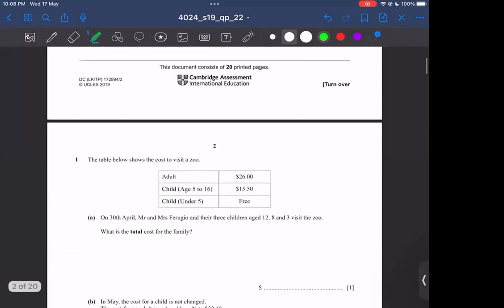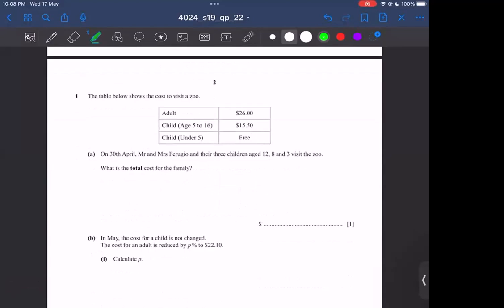So let's see. उसके साथ आप calculator जरूर रख लें. And let's start question number 1.